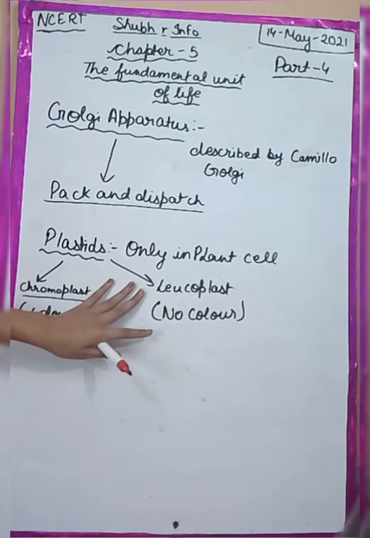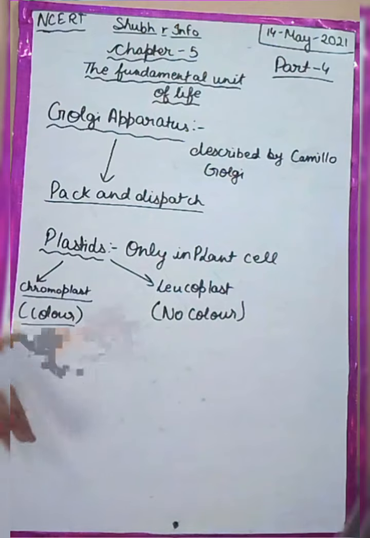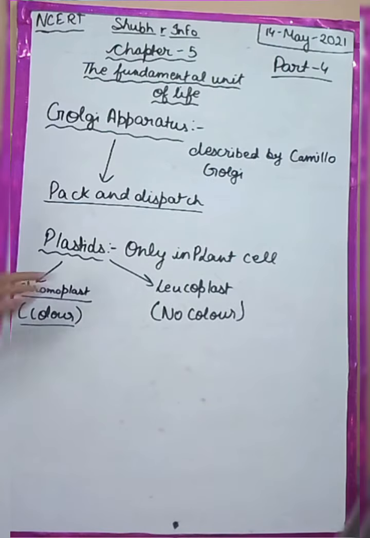Now, what are leucoplasts? They are those which do not have any color, meaning different colors are not there. They only have simple colors like white or maybe brown. Before starting the next topic, remember that plastids are chromoplast and leucoplast. You have to remember them both. They are very, very important.